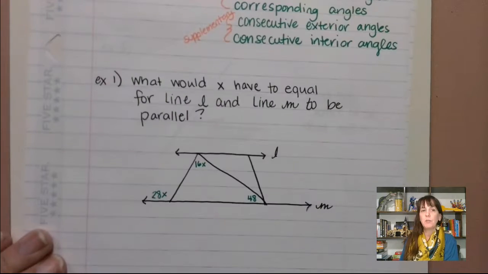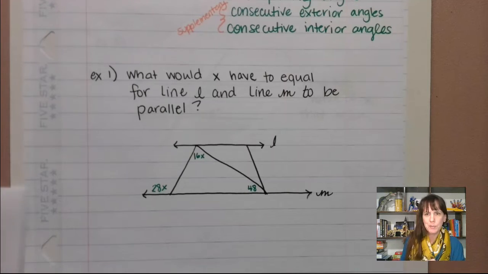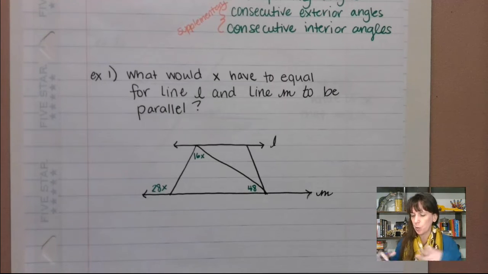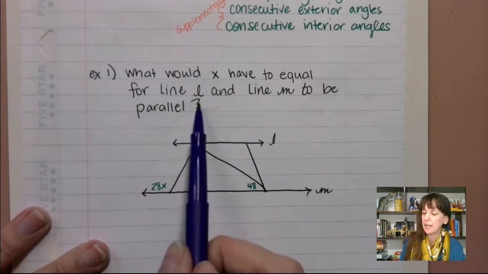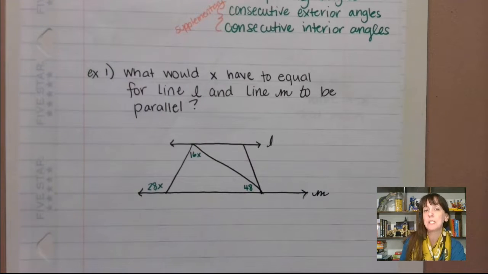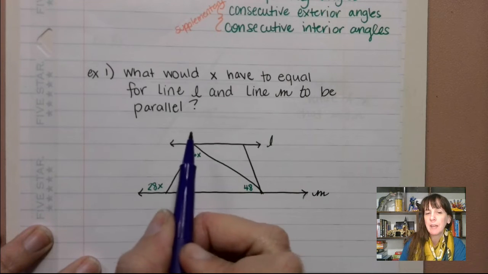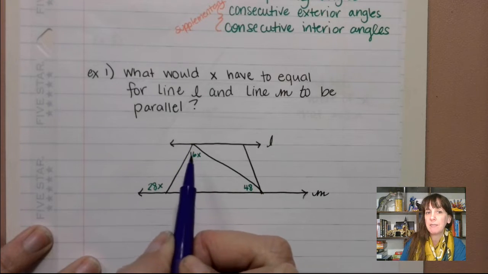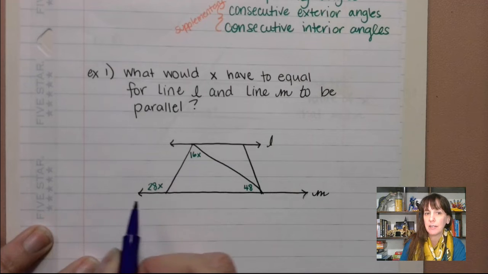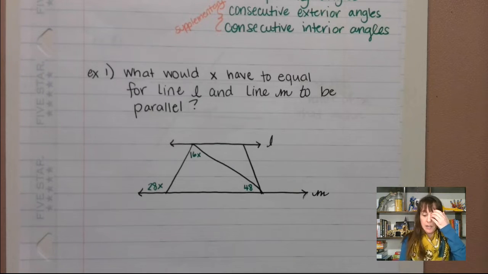Okay, so let's look at an example. That always helps, right? A little bit different than just words. What would x have to equal for line L and line M to be parallel? So in this case, we are not told that they are parallel. So in order for us to figure this out, if we wanted line L and M parallel, we would have to do a couple of things here.